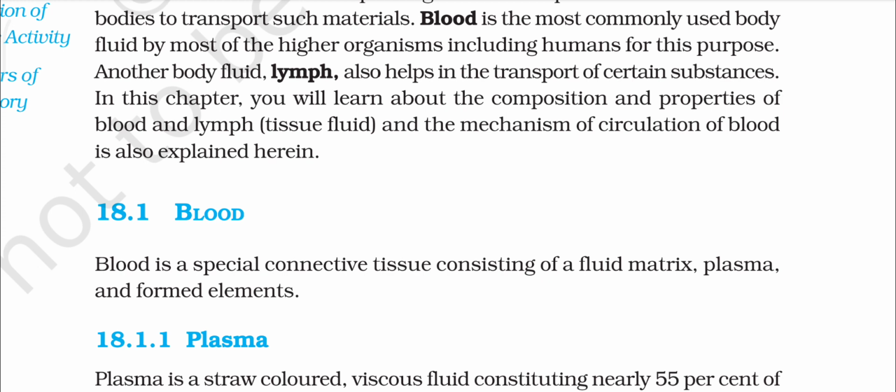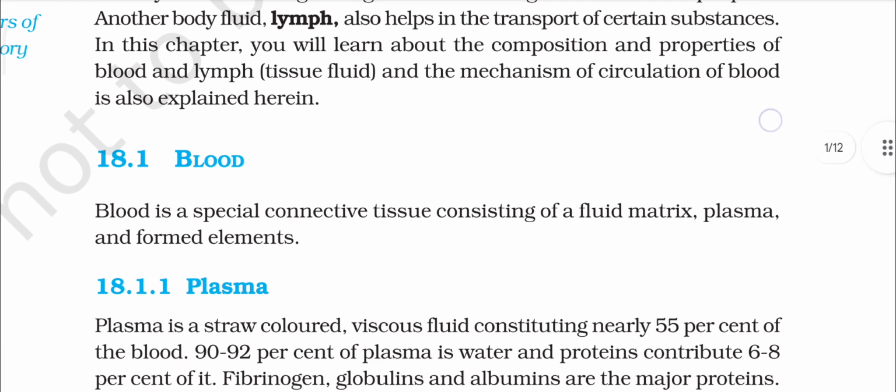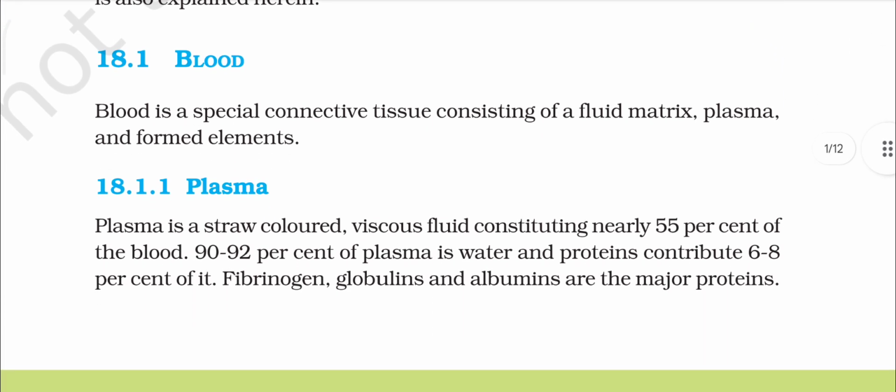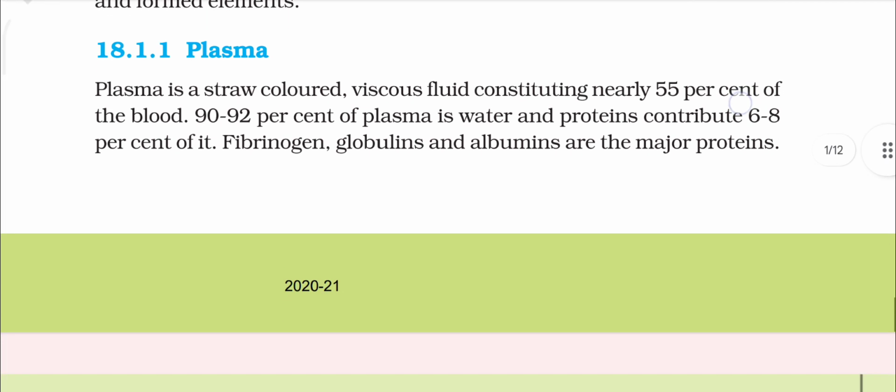In this chapter, you will learn about the composition and properties of blood and lymph. The mechanism of circulation of blood is also explained here. Blood is a special connective tissue consisting of a fluid matrix, plasma, and formed elements.